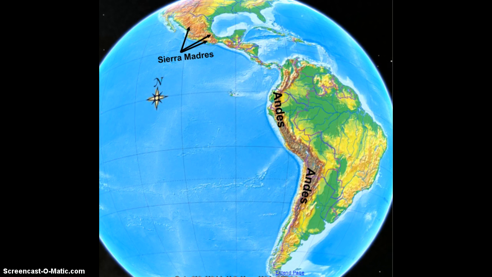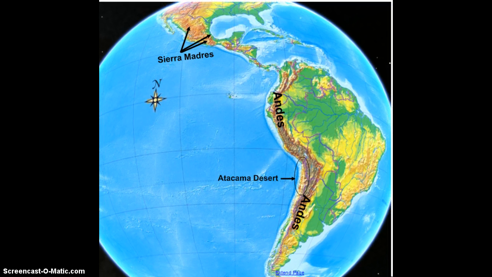Another significant landform, the Atacama Desert, is on the west coast of northern Chile, at the foot of the Andes. It is the driest hot desert in the world. Some locations in the Atacama have had no recorded precipitation in over a century.